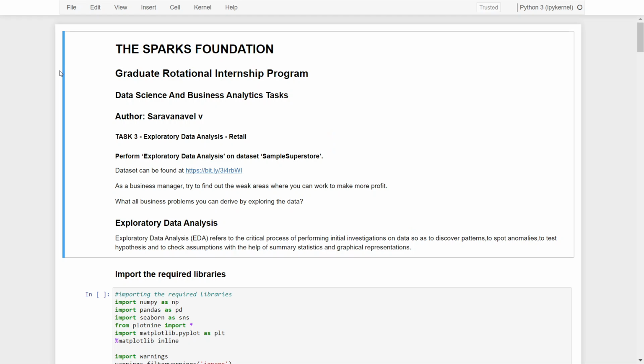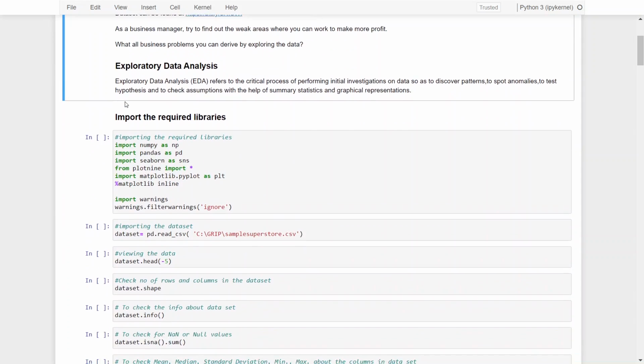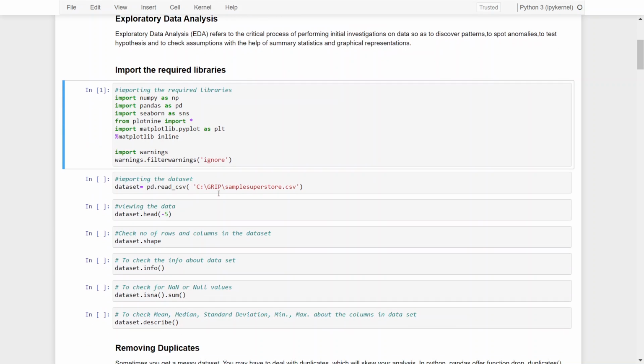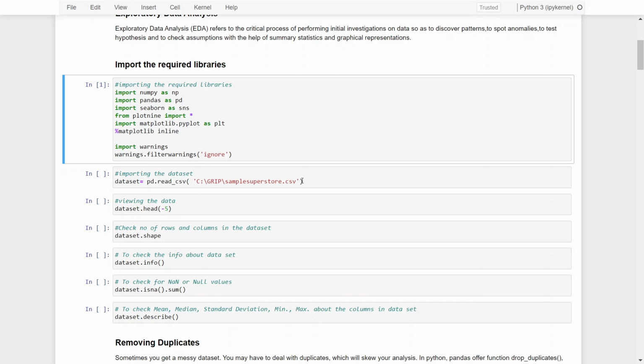And yes, this is the Jupyter notebook. I solved the task using the Jupyter notebook. Let's get into the solution. Next I'm going to run the required packages. I used NumPy, Pandas, Seaborn, Plotnine, Matplotlib and Matplotlib inline. I also imported warnings to get rid of the warning comments. So I'm just going to import the dataset.